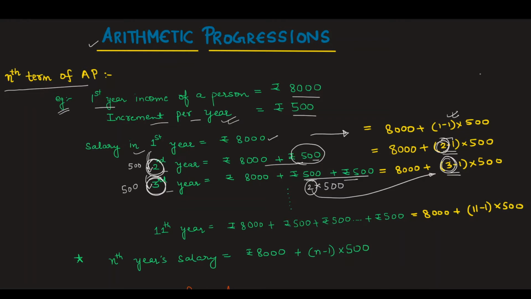So if we have to find the income in 11th year, then 11 should come here, which means 8,000 plus 11 minus 1, that is 10 into 500. So 8,000 plus 10 times 500. So by following the analogy, in nth year the salary will be 8,000 plus n minus 1 into 500.